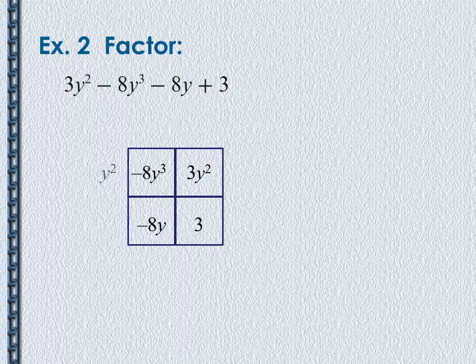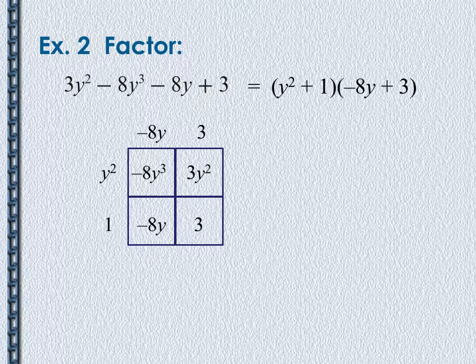Factor out of the top row what you see they have in common. Make sure you pull out the greatest common factor. Above the negative 8y cubed should be negative 8y. Above 3y squared will be the number 3. To the left of negative 8y is the number 1. So we have factored the given polynomial into y squared plus 1 times negative 8y plus 3.